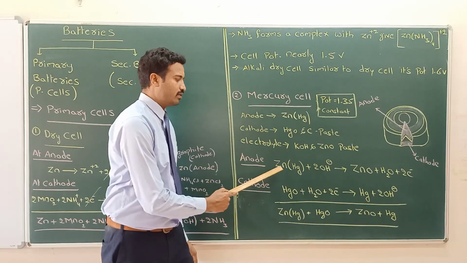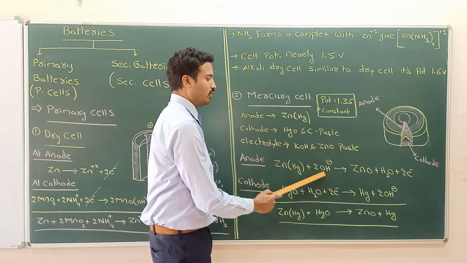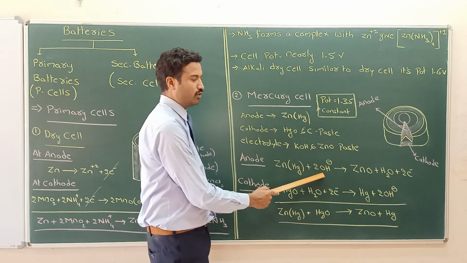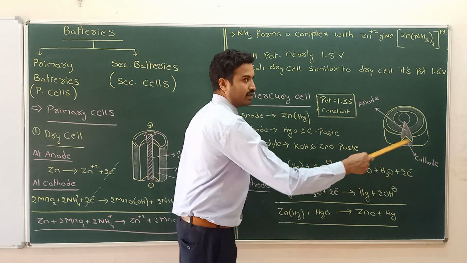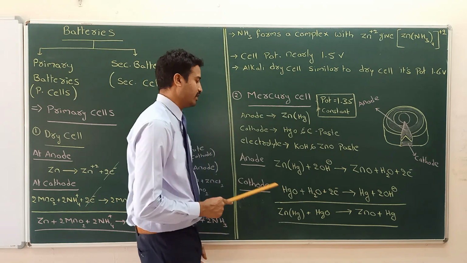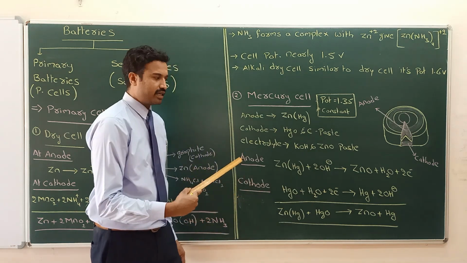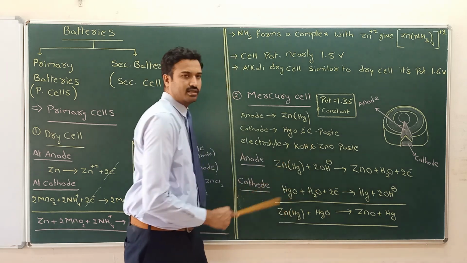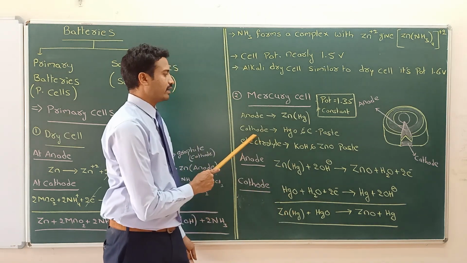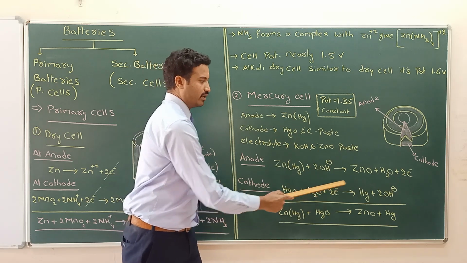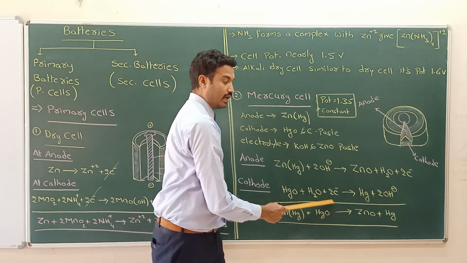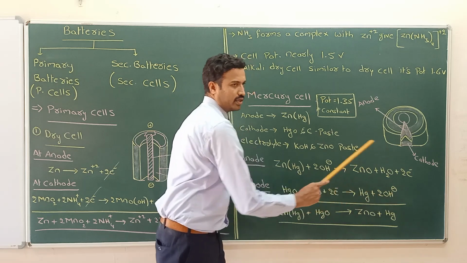Oxidation takes place at the anode. Zinc reacts with 2OH-, which is from the electrolyte, giving ZnO plus H2O plus 2 electrons, releasing electrons. So it is oxidation. At the cathode, reduction takes place, gaining of these 2 electrons: HgO plus H2O, gaining these 2 electrons, gives Hg plus 2OH-.